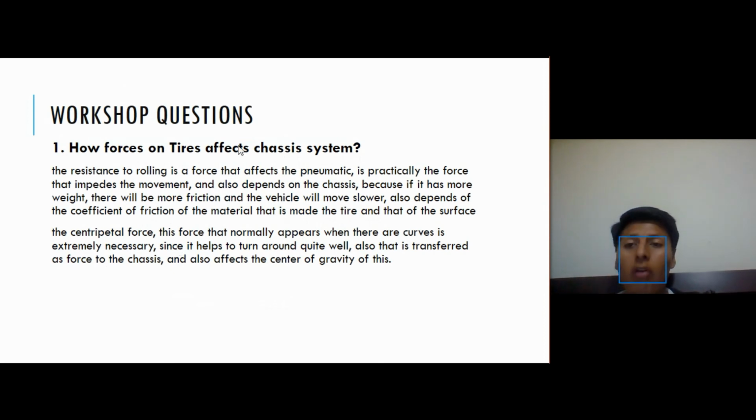Workshop question: how do forces on tires affect the chassis system? Rolling resistance is a force that affects the tire. It's practically the force that impedes the movement, and it also depends on the chassis, because if it has more weight, there will be more friction and the vehicle will move slower. It also depends on the coefficient of friction of the material the tire is made of and that of the surface. The centripetal force normally appears when there is a curve and is extremely necessary, since it helps to turn around quite well. It is also transferred as force to the chassis and affects its center of gravity.